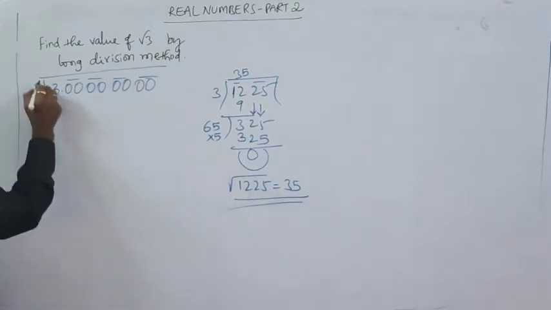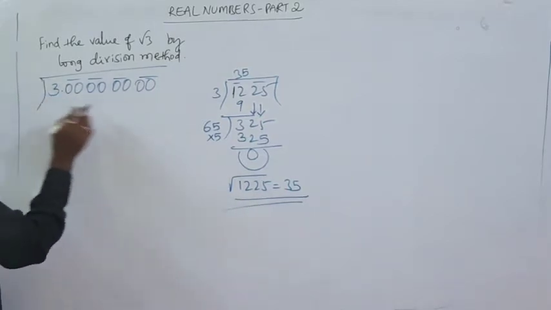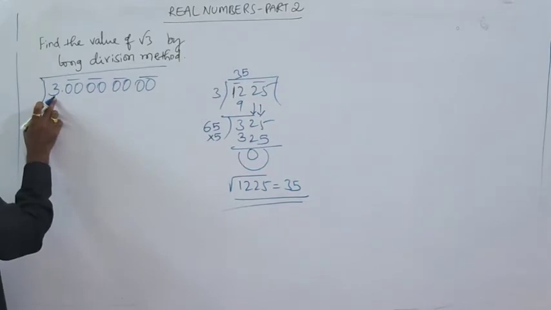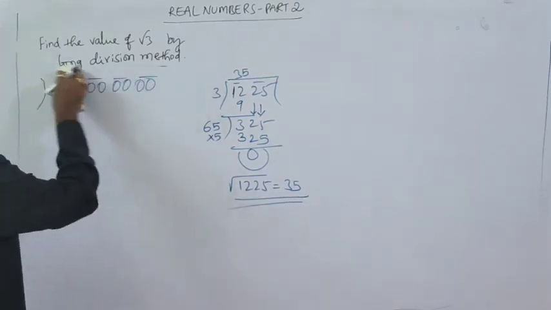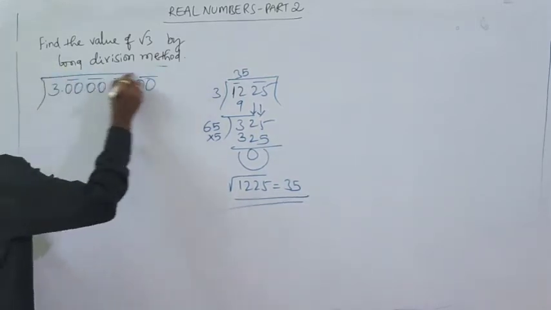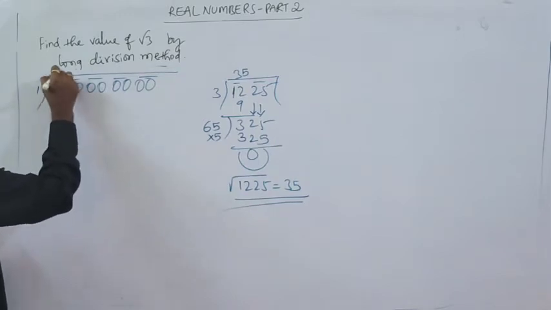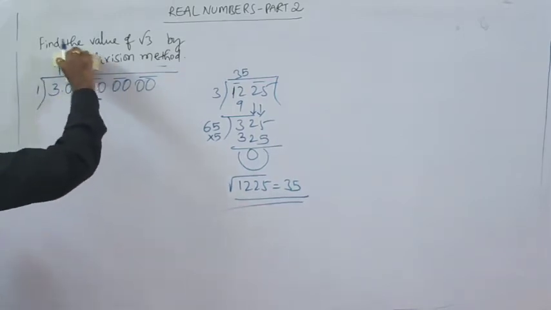So here also the same procedure. What is the nearest perfect square to 3? 1. So 1 1 is 1. Here also 1.